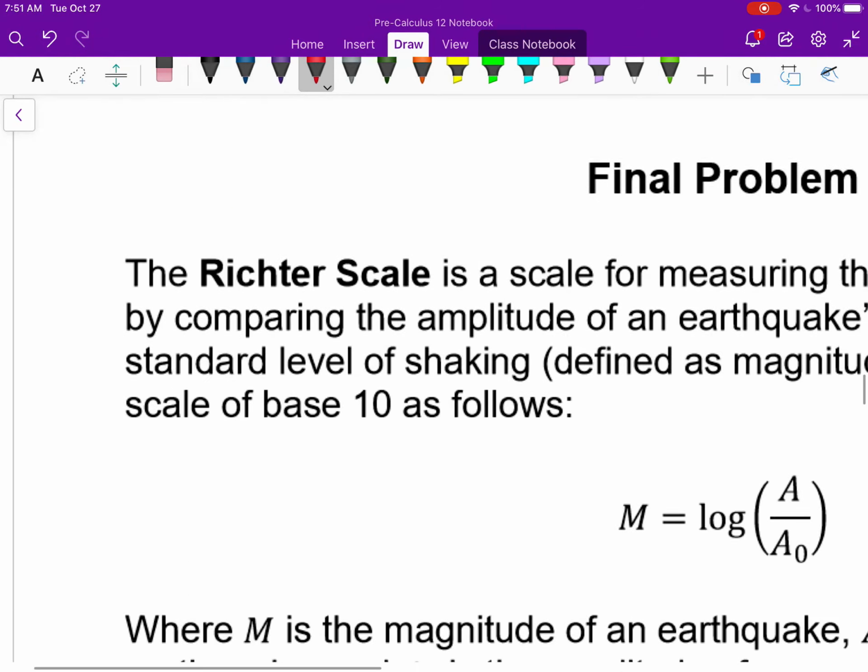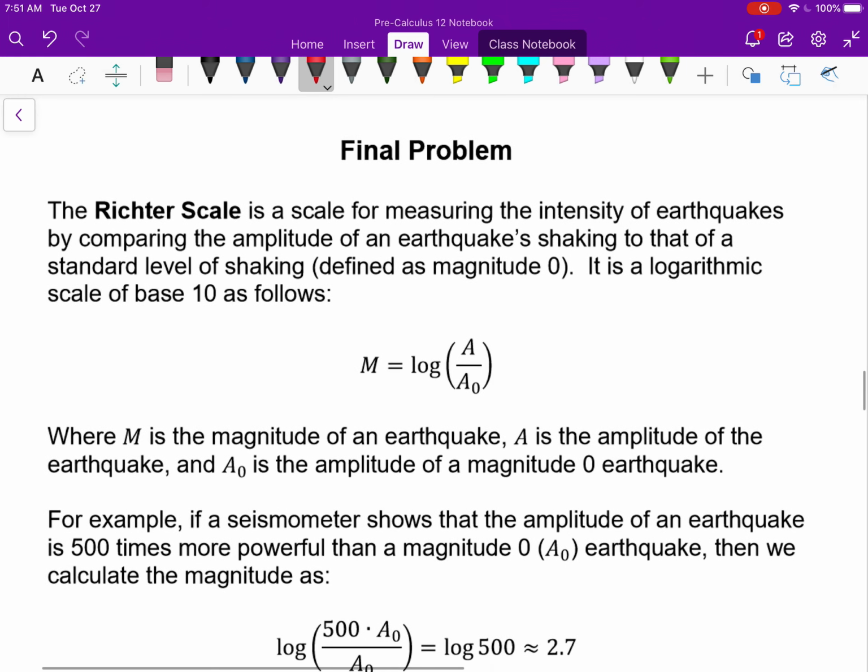All right. So there's various logarithmic scales you need to be familiar with. The first of which we're talking about here is the Richter scale, which I'm sure you've heard about. It's a way of measuring the intensity of an earthquake. And it is a logarithmic scale, which means to calculate the measurement, you need to at some point apply a logarithm of base 10.